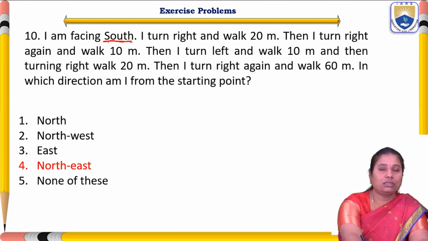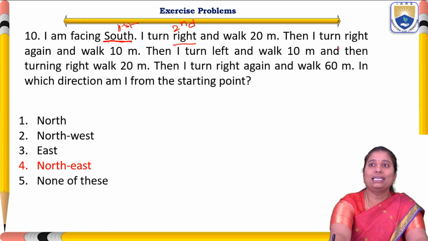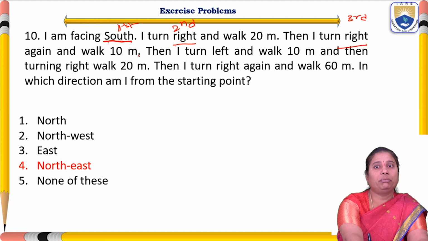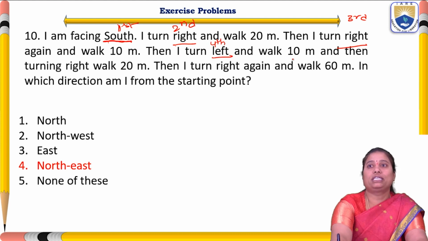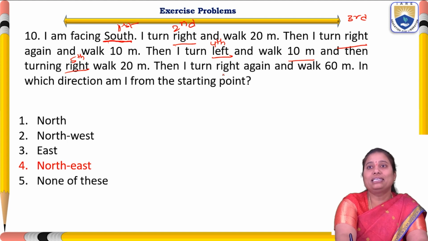So first I am facing south, he said. That is the first direction, the standing position, the first thing we have to remember. And turned right, this is the second thing, so it is the first turn, and walks 20 meters. Then I turn right, that is the third movement, and again walk 10 meters. Then I turn left, the fourth movement, and walk 10 meters, and then turning to the right, the fifth movement, and walk 20 meters. Then I turn right again, the sixth movement, and walk 60 meters.